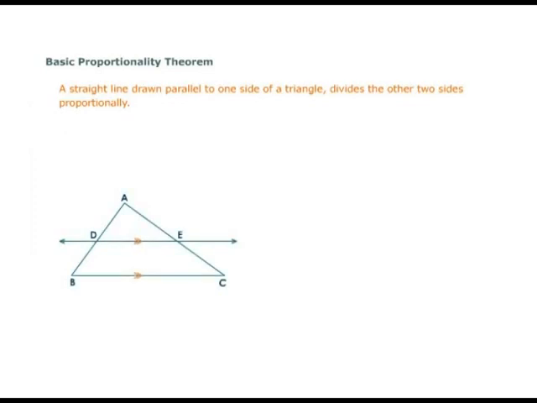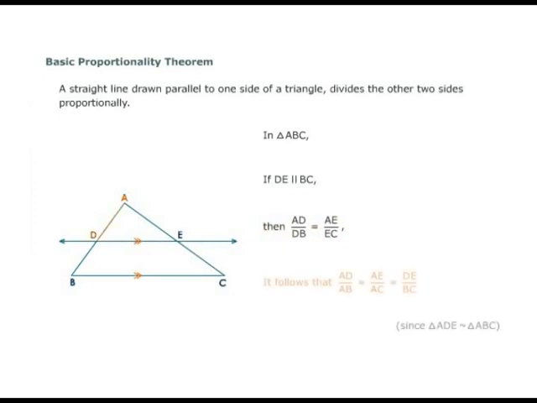The basic proportionality theorem. A straight line drawn parallel to one side of a triangle divides the other two sides proportionately. In triangle ABC, if DE is parallel to BC, then AD over BD is equal to AE over EC. It follows that AD over AB is equal to AE over AC and it's equal to DE over BC, since triangle ADE is similar to triangle ABC.